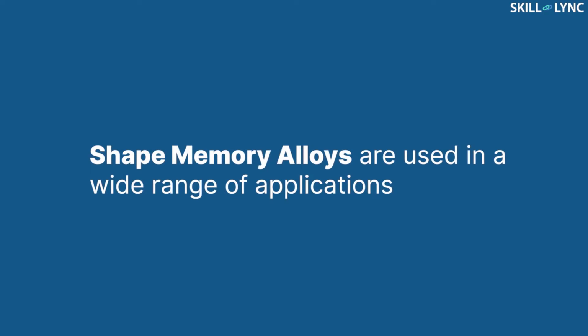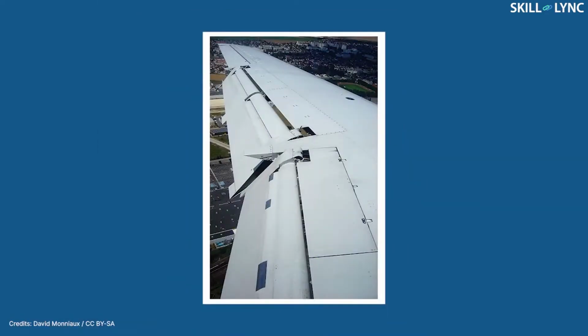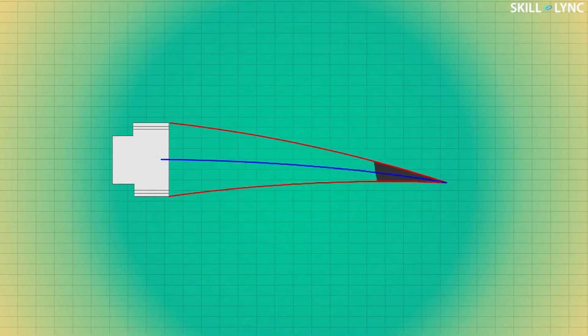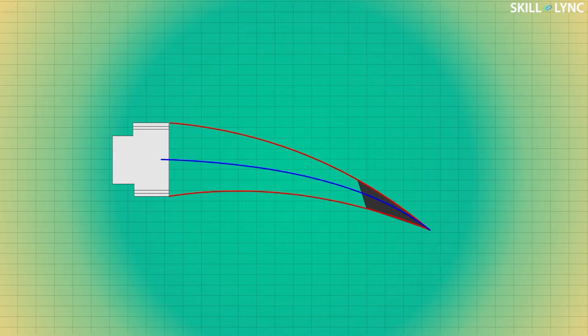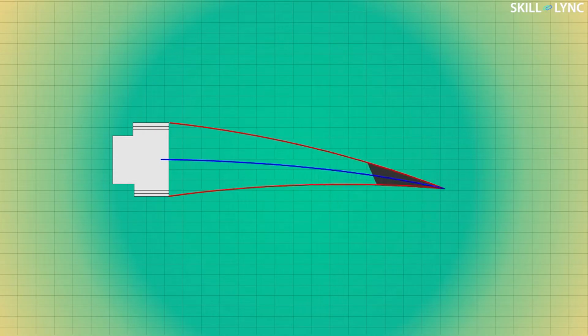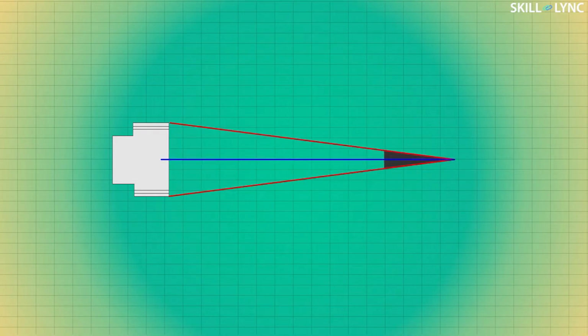Because of these unique properties, shape memory alloys are used in a wide range of applications. The maneuverability of an aircraft depends on the movement of the flaps. The flap movement is controlled by a complex hydraulic system. This complex system can be replaced by using shape memory alloys, which requires only an electric wire to heat up.